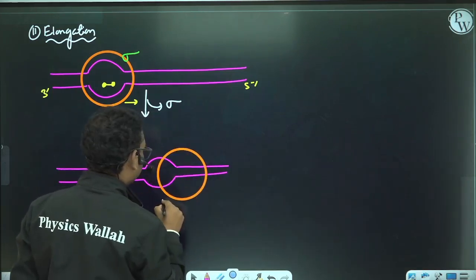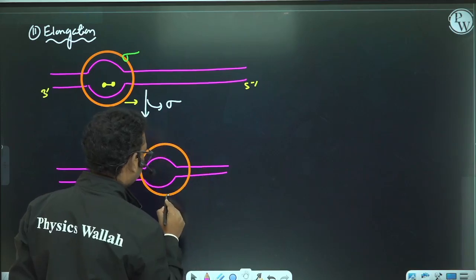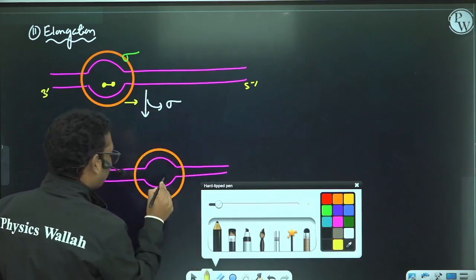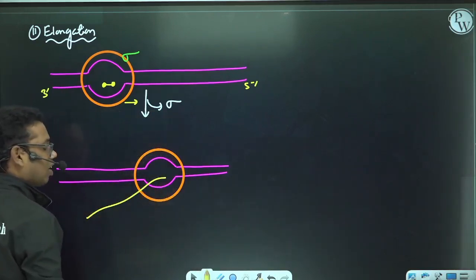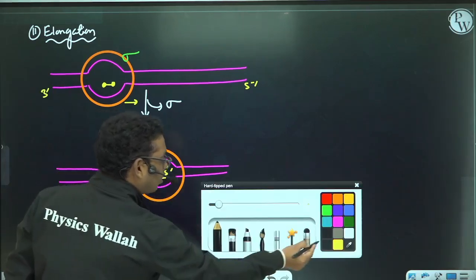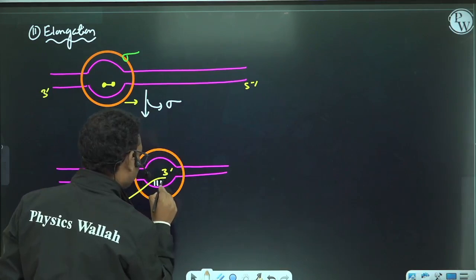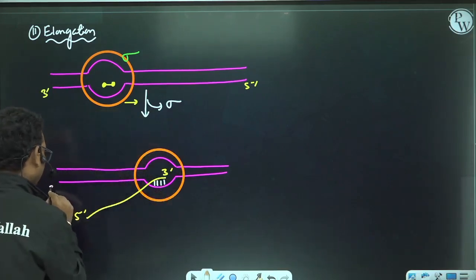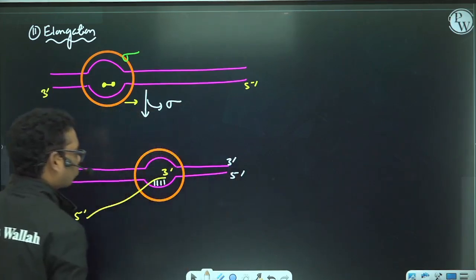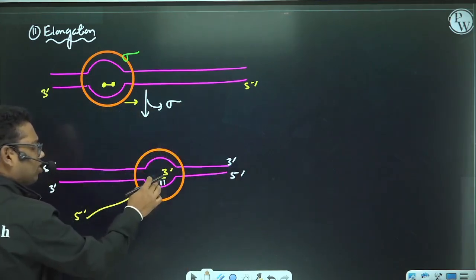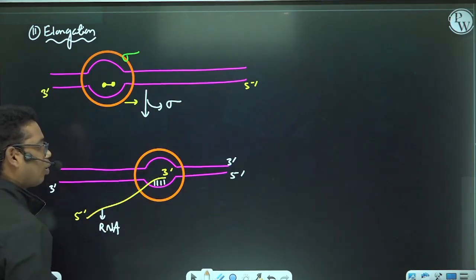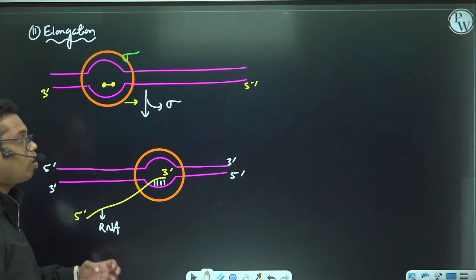So this is RNA polymerase. Okay, and this one is the RNA. So this is 5' end and this is 3' end. And here in this region there will be hydrogen bond. Okay, this is 3' end, this is 5' end, this is 3' end, and this is 5' end. Okay, so this is DNA, this is the RNA polymerase, and this is the RNA molecule. So this is elongation.